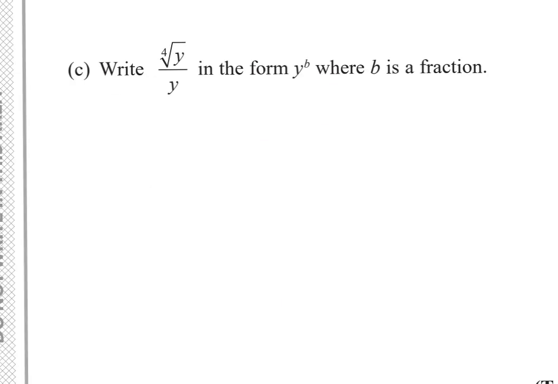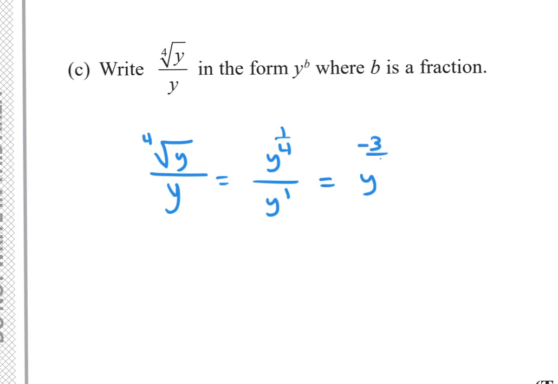C, write the fourth root of y divided by y in the form y power b. The fourth root of y means y power 1 over 4, divided by y power 1. Now subtract: 1 over 4 minus 1 equals negative 3 over 4. This equals y power b, so b equals negative 3 over 4.